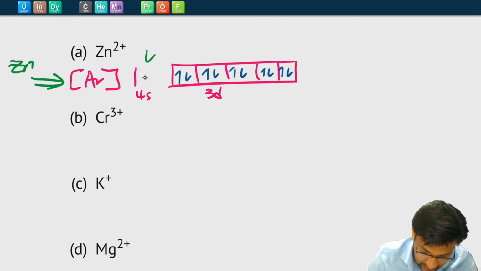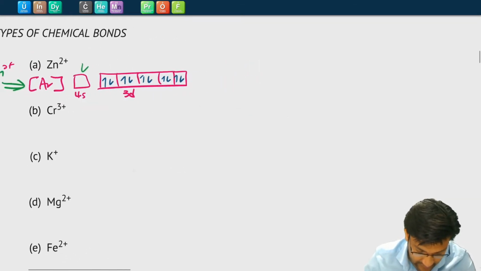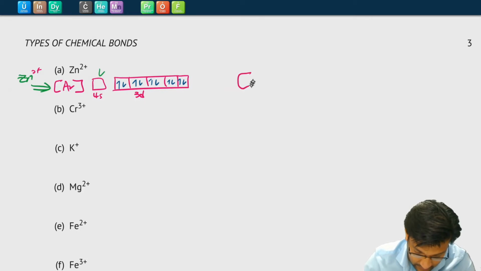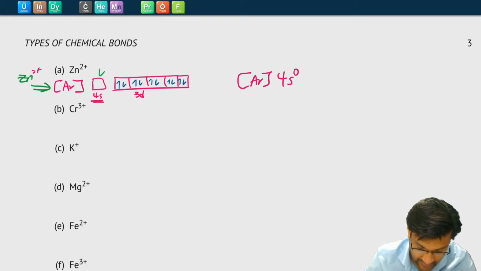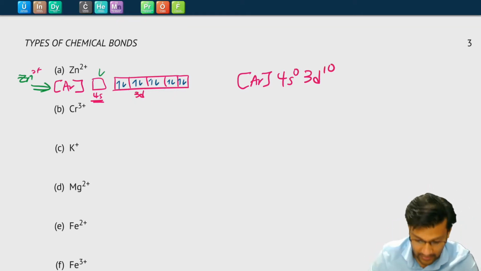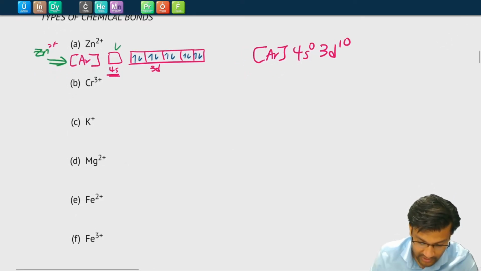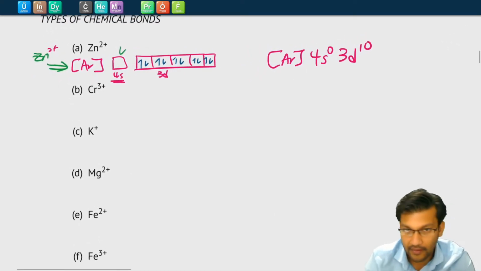And let's see if I can do that. Whoops, I removed the box. But that's what we will have for zinc 2+. So the electron configuration for zinc 2+ would be argon, because that's where we're starting with. 4s 0, right, because we don't have anything there, and then 3d still 10. We didn't remove any from the 3d subshell. So that's the electron configuration for zinc 2+.